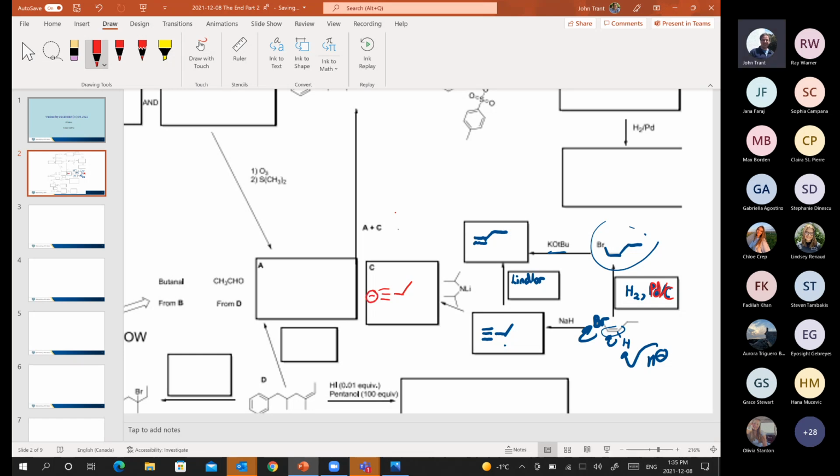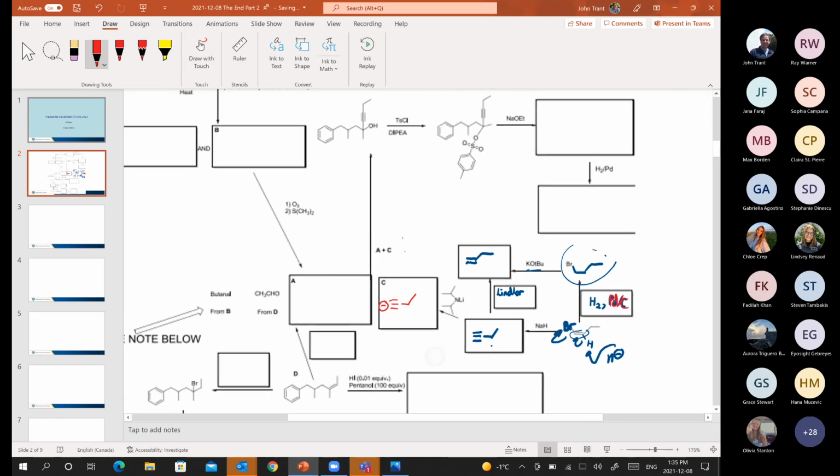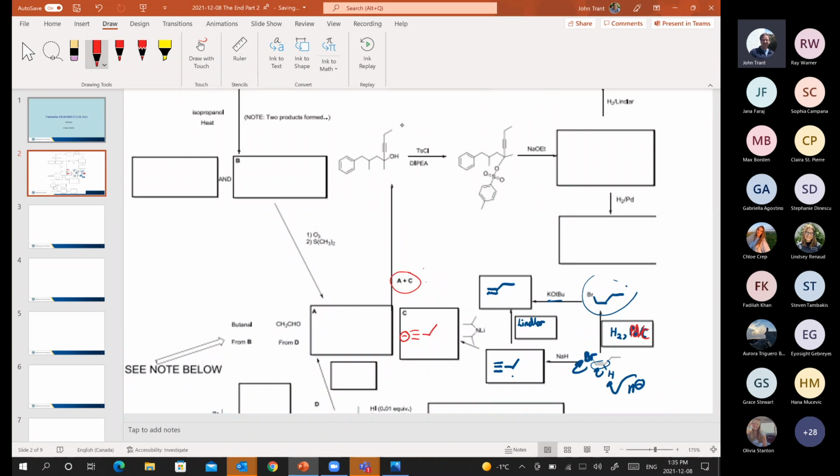Okay, so we've generated an alkyne. Now, if we look up here, this is saying A plus C goes to this. So this gives us a clue of what A could be. Because we're kind of doing retrosynthesis, so we're doing this disconnection. We're going to break that. The rest of A needs to be pretty much intact.